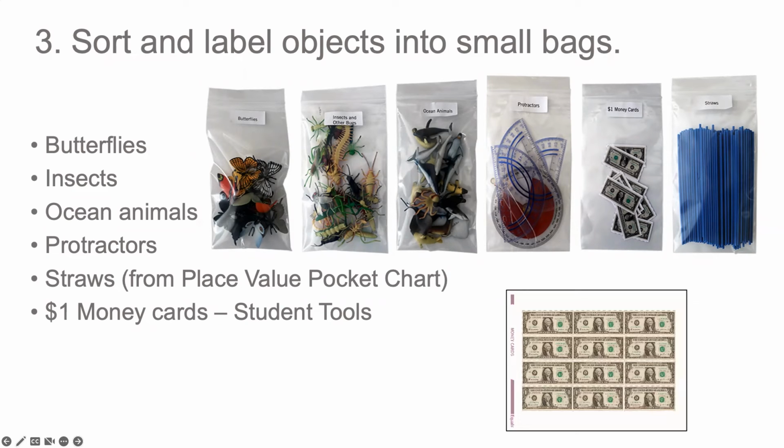The straws will be shipped with the place value pocket chart. Remove the set of straws from the pocket chart package and place the 200 straws in their own small bag. As you place each item in a bag, be sure to place the matching label on that bag.